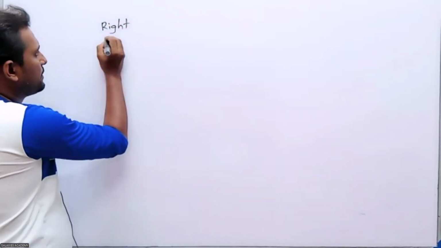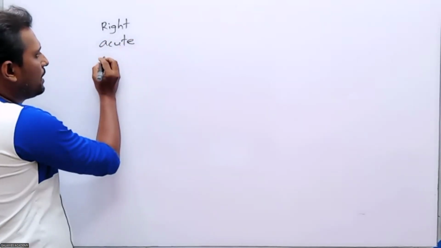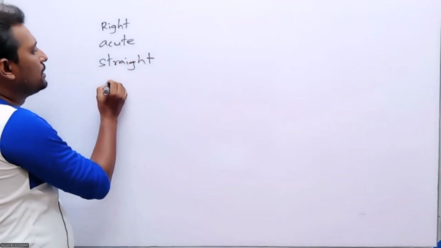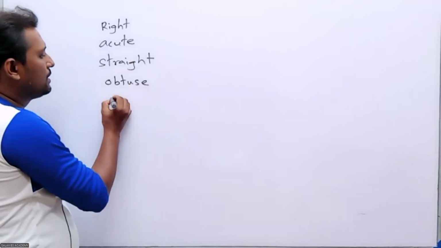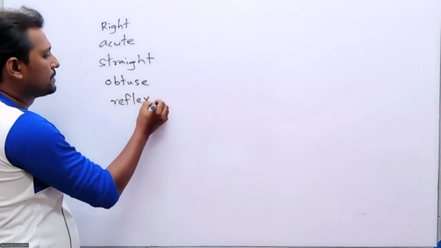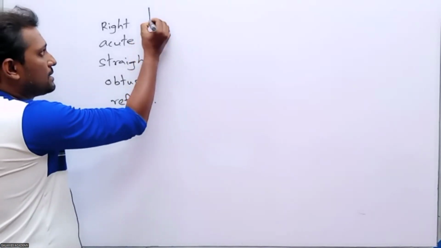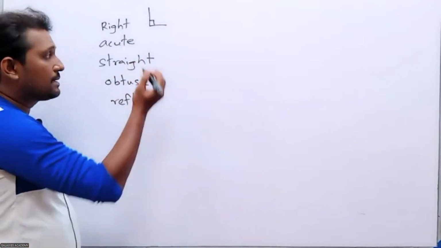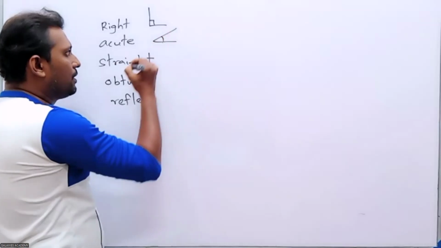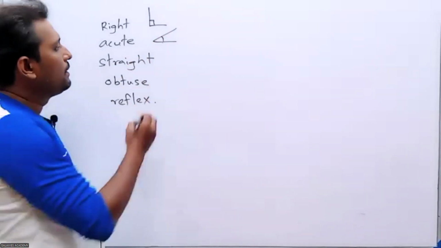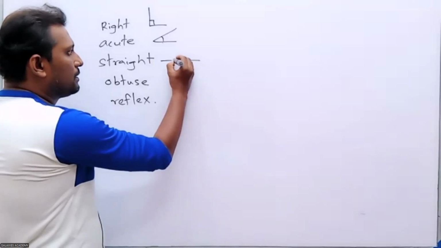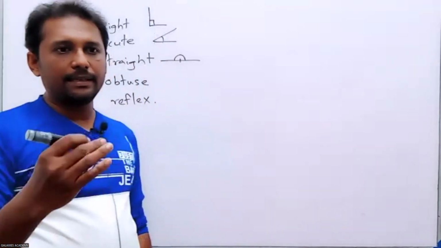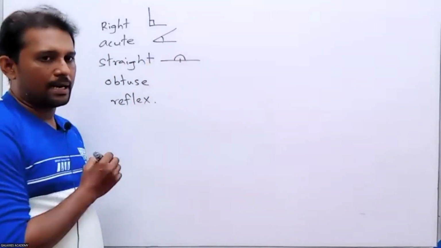Right angles, acute angles, straight angles, obtuse angles, and reflex angles, right? Right angle means this shape. The magnitude is 90 degrees. If the magnitude of an angle is less than 90 degrees like this, we call it an acute angle. Then if the angle magnitude is equal to two right angles, that means 180 degrees, this type is known as a straight angle.